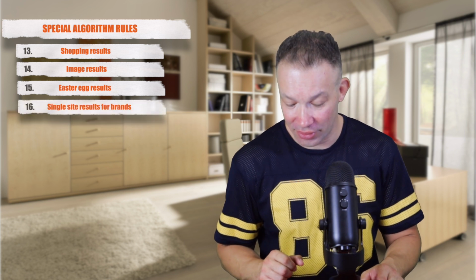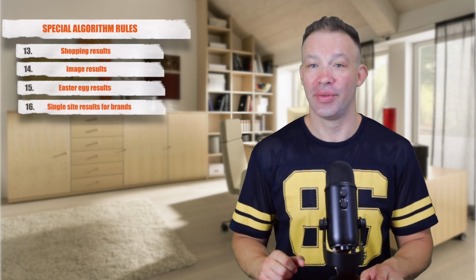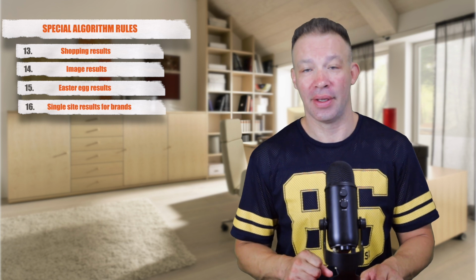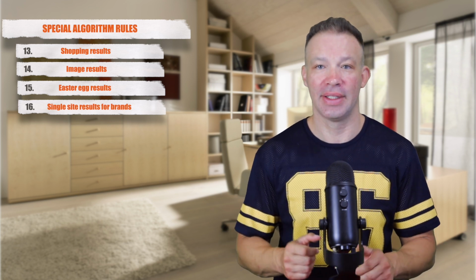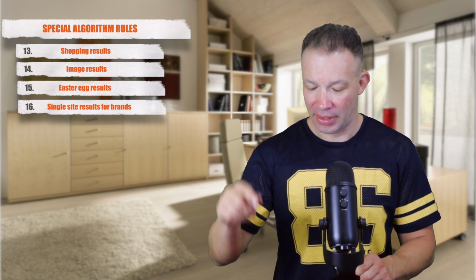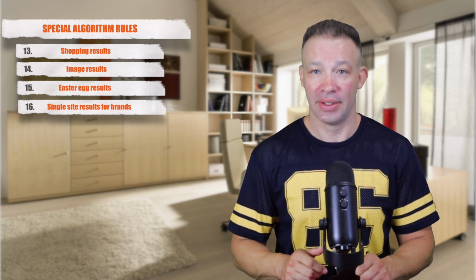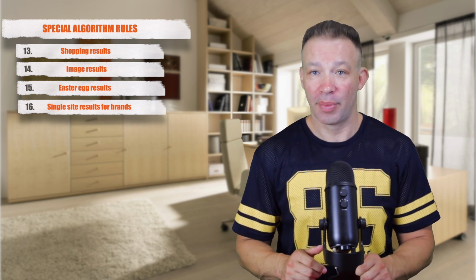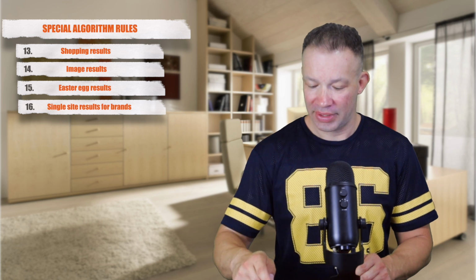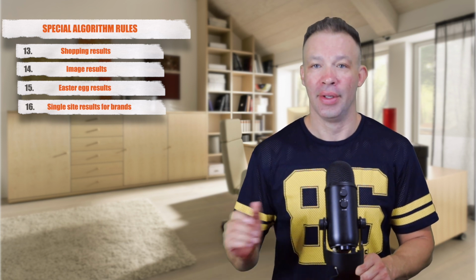16, single site results for brands. So if we search for a brand, for instance paramarketing, and click on the website and get to the paramarketing.org page, this will make my site rank higher in the general Google results.